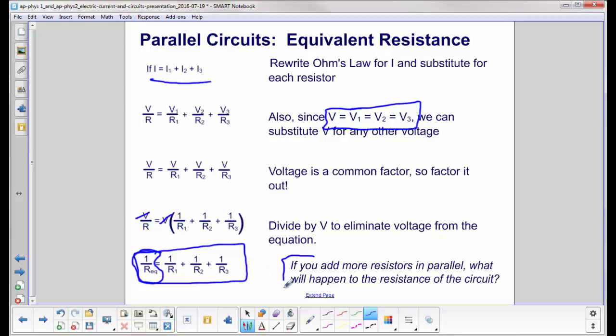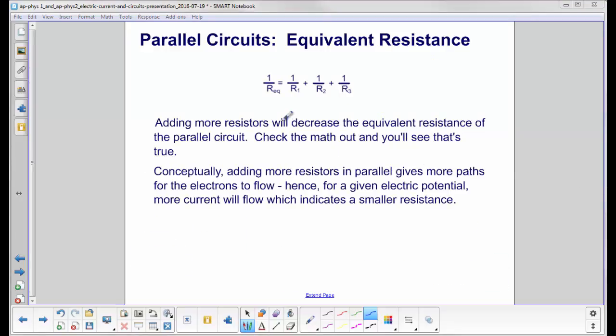Now, what if we were to add more resistors in parallel? What would happen to the resistance of the circuit? In series, the resistance would increase. Think about what happens here by looking at the math and maybe conceptually think about it, and then go to the next slide. Adding more resistors in parallel will decrease the equivalent resistance of the parallel circuit. Check the math out and you'll see that that's true. Conceptually, adding more resistors in parallel gives you more paths for the electrons to flow. They have more choices. Hence, for a given electric potential, more current will flow.